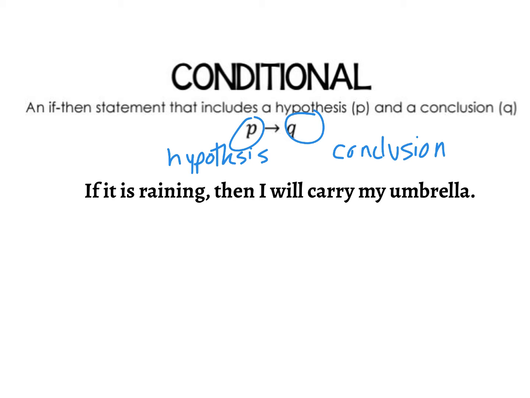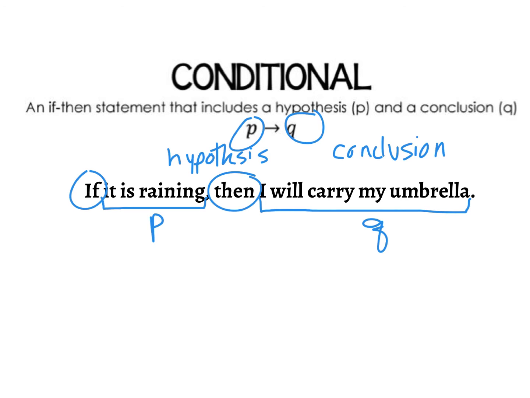I'm going to walk you through an example about conditional statements in general, and then I'm going to show you what we're going to be doing with these conditional statements. So when you look at this conditional statement, if it is raining, then I will carry my umbrella, the hypothesis is everything right after the if. If it is raining, that's P. Then I will carry an umbrella, that is Q.